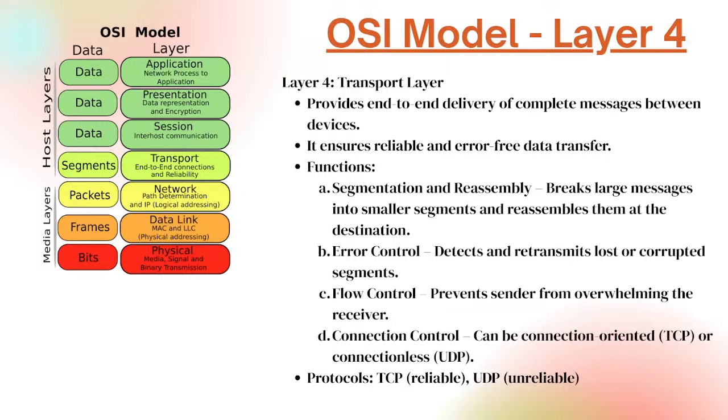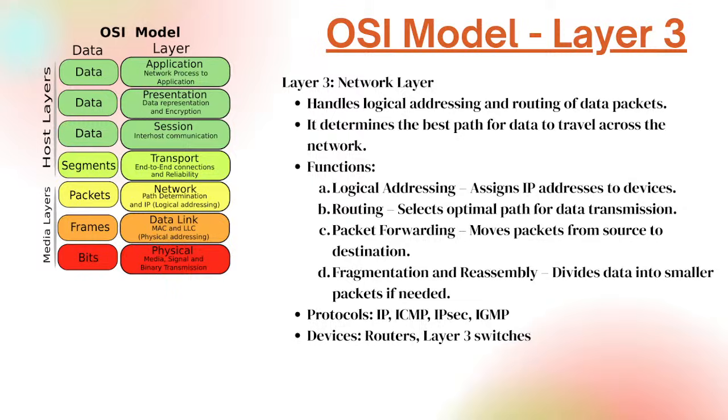Now when it comes to the next three, the media layers, after the transport layer, the network layer is there. Okay, network layer. This is considered the third layer. It handles logical addressing and routing of data packets. It determines the best path for data to travel across the network. The functions are logical addressing, routing, packet forwarding, fragmentation, and reassembly. So these are the different functions.